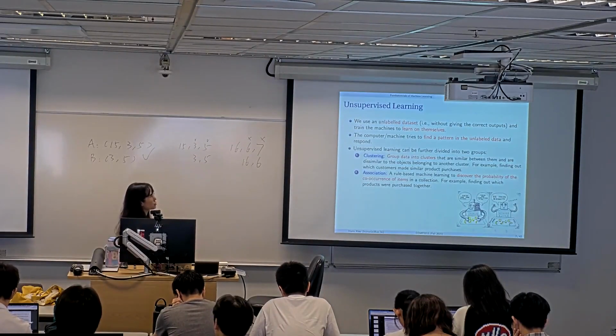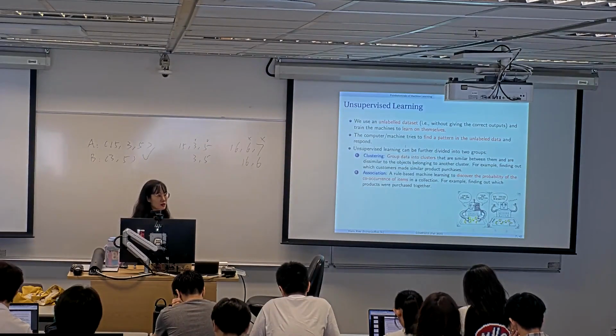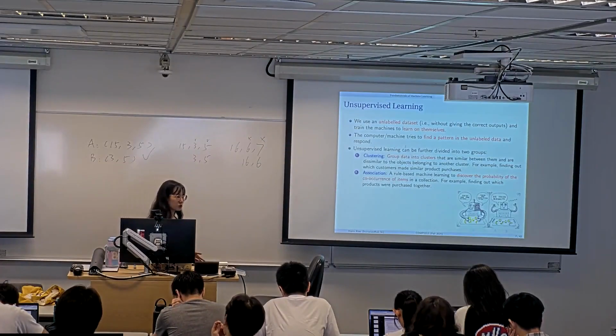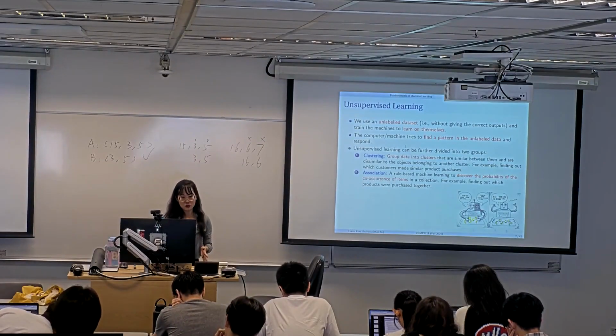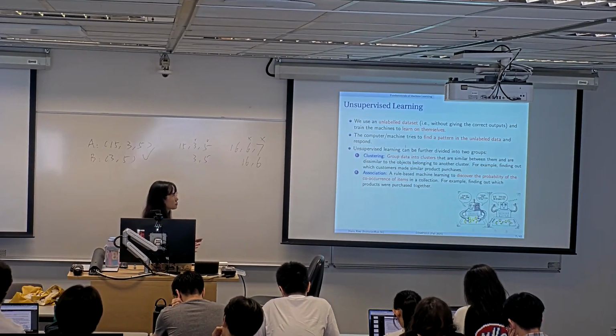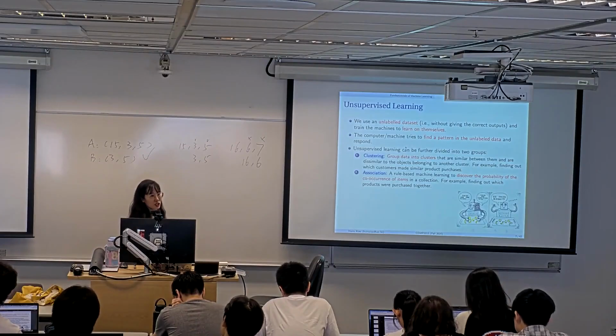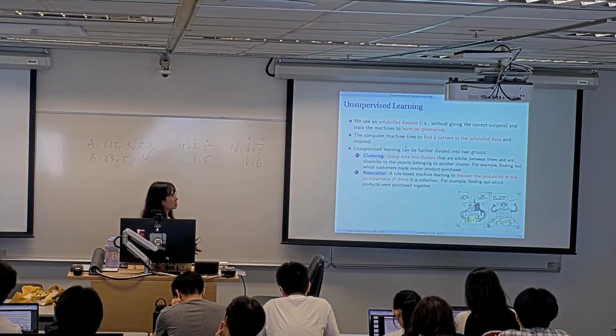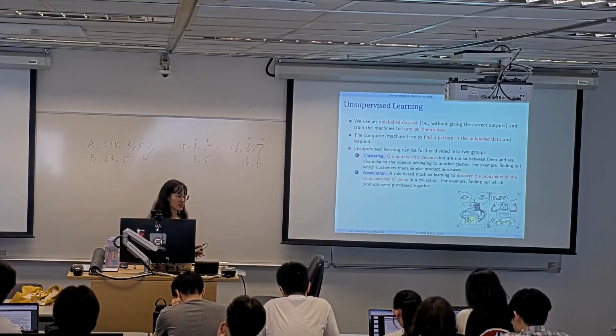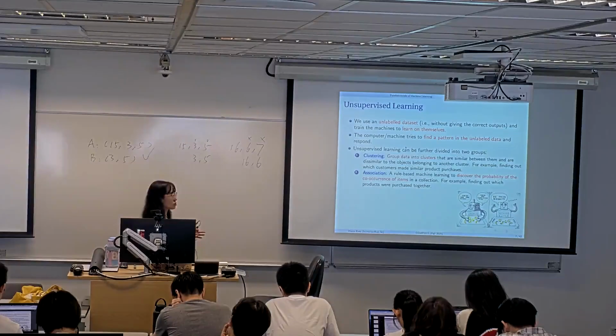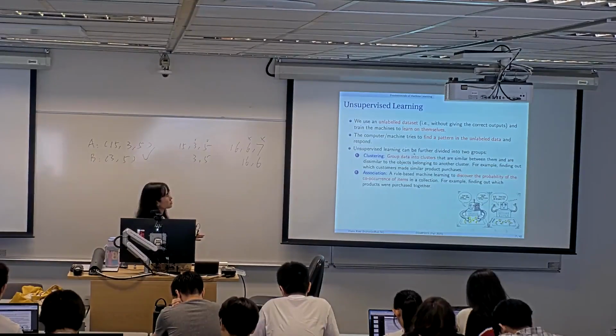Then the machine tries to find a pattern in the unlabeled data and respond. Because now it does not know the correct answer, it can never learn the relationship between the input and the correct output. But no worry, the machine is very powerful. It tries to do some pattern recognition, and after extracting the pattern, it can try to do some grouping. So this would be further divided into these two groups.